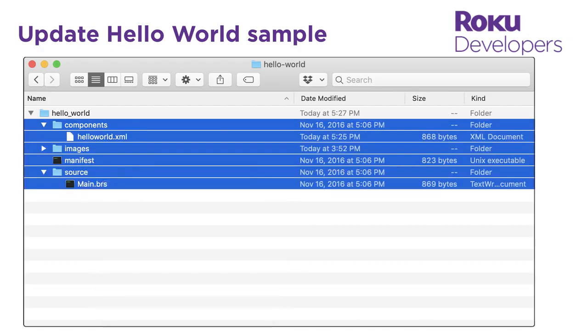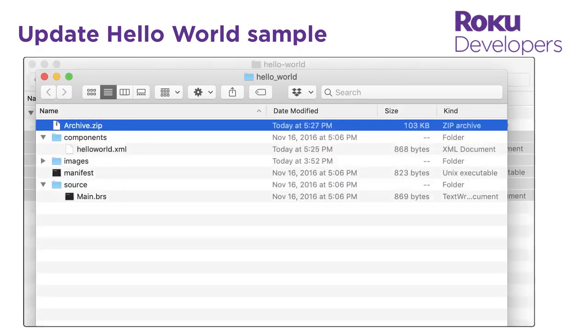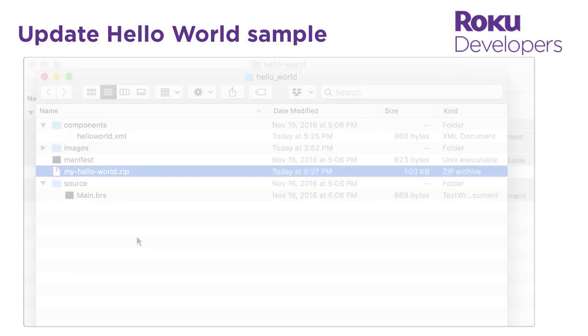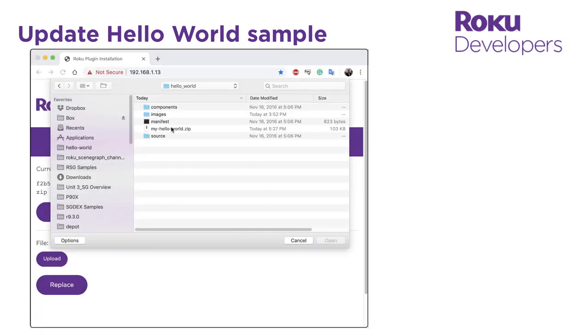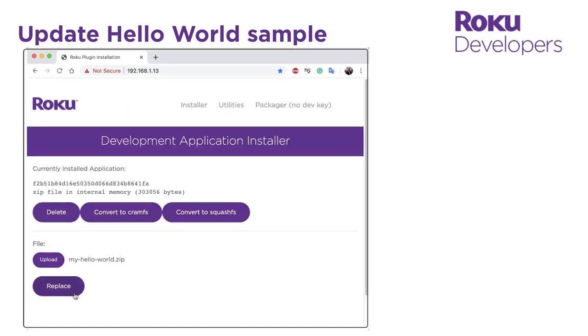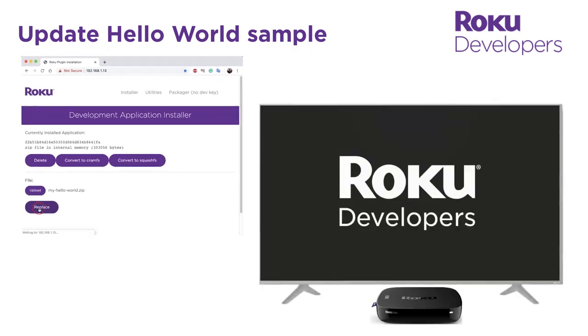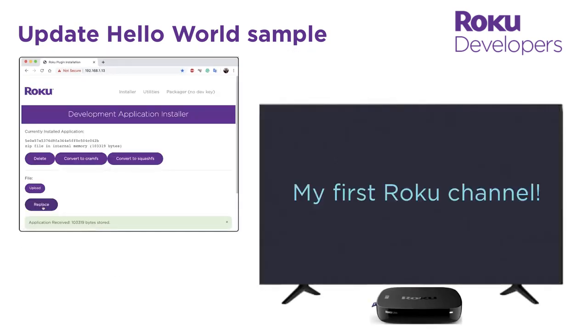Do not zip the directory itself, or the development application installer will report an error when you try to upload the channel. Name the zip file something that makes it easy to find, such as myhelloworld.zip. Go back to the development application installer, click Upload, select your My Hello World zip file, and then click Replace. This relaunches the channel and displays the updated text you entered on the screen.